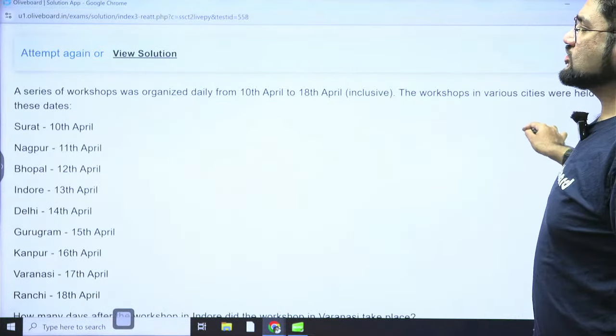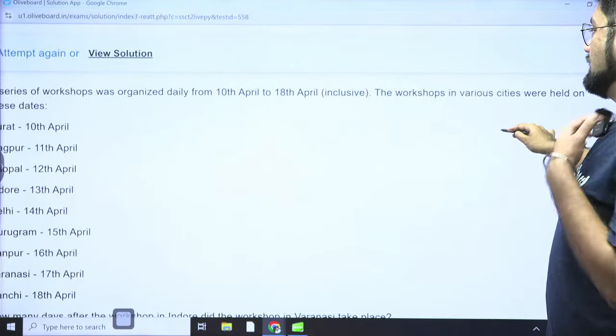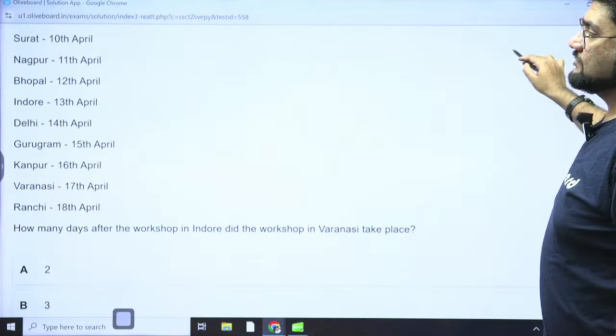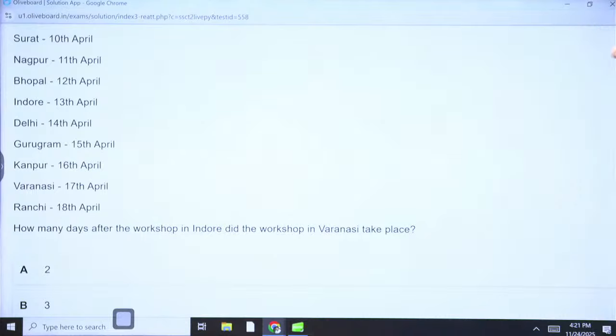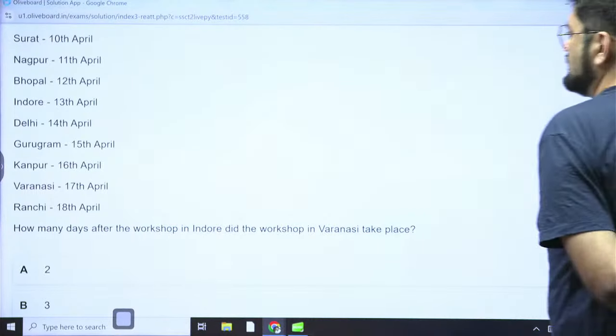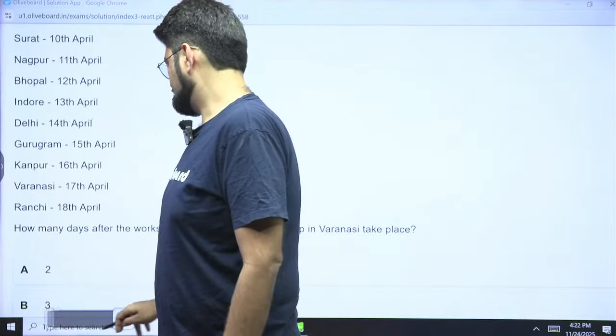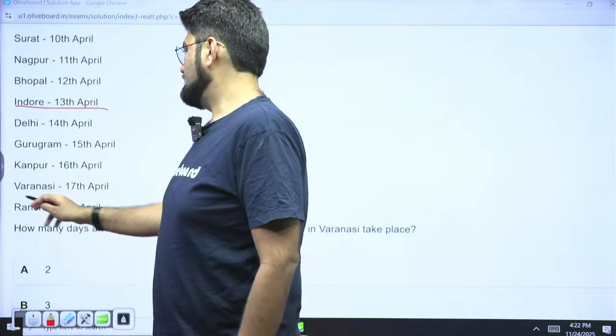A series of workshops was organized daily from 10th April to 18th April, inclusive. The workshops in various cities were held on these dates: Surat, Nagpur, Bhopal, Indore, Delhi, Gurugram, Kanpur, Varanasi, Ranchi. How many days after the workshop in Indore did the workshop in Varanasi take place? Indore 13th. Varanasi 17th. 4 days.